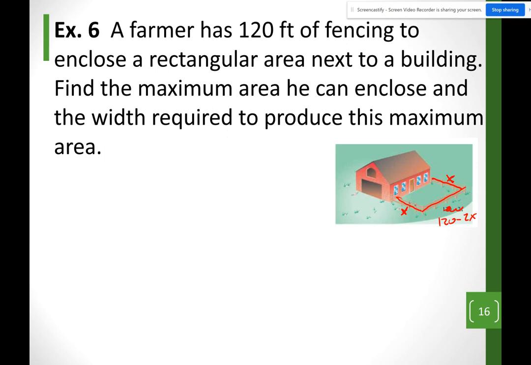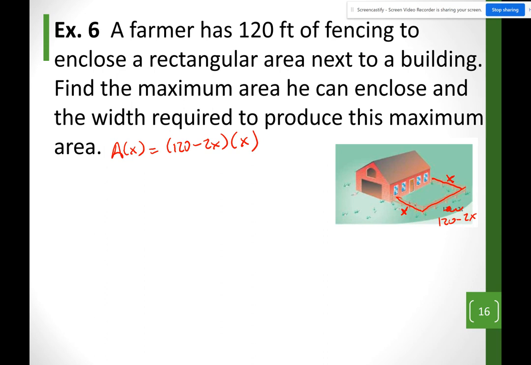For the area of a rectangle, don't I have to go length times width? So 120 minus 2x times x, right? Length times width.